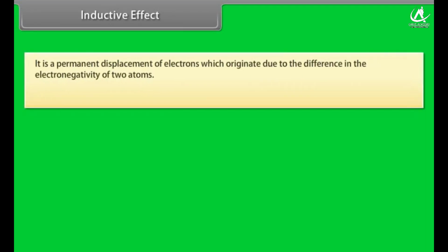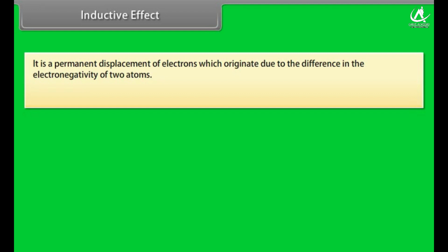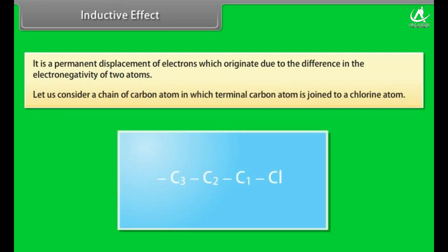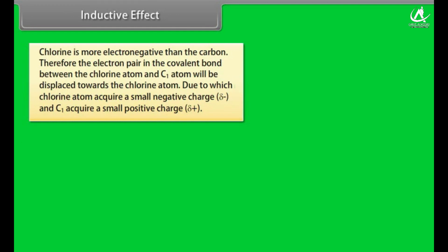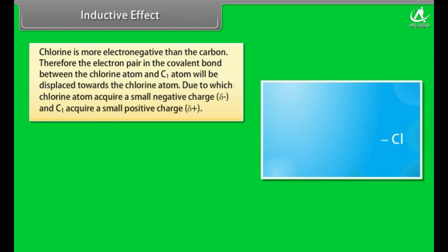Inductive effect. It is a permanent displacement of electrons which originates due to the difference in the electronegativity of the two atoms. Let us consider a chain of carbon atoms in which the terminal carbon atom is joined to a chlorine atom. Chlorine is more electronegative than carbon. Therefore, the electron pair in the covalent bond between the chlorine atom and the C1 atom will be displaced towards the chlorine atom, due to which the chlorine atom acquires a small negative charge and C1 acquires a small positive charge.